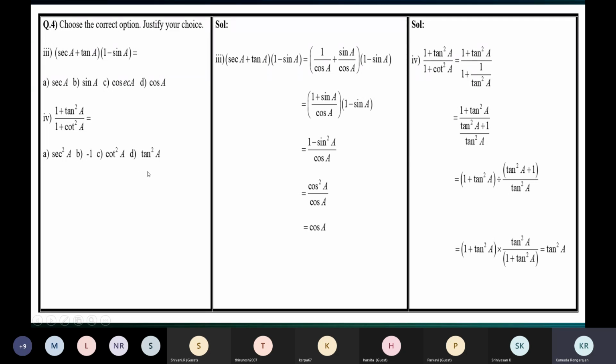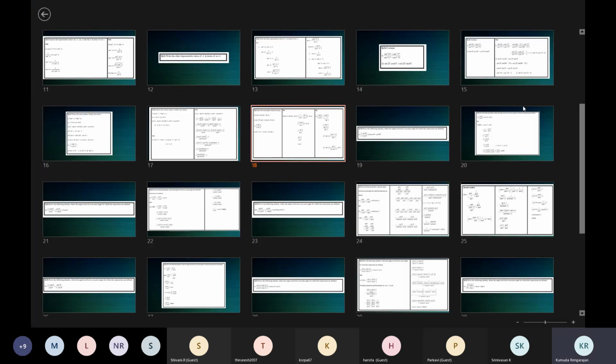So choose the correct option. The correct option is tan square A. So we are working this, and whatever is the result is the correct option. So that's what you see here: 1 plus tan square A by 1 plus cot square A. All right, let's see the result we're going to get.